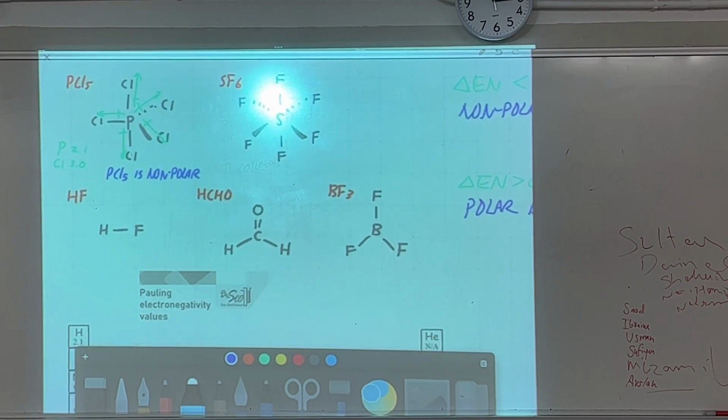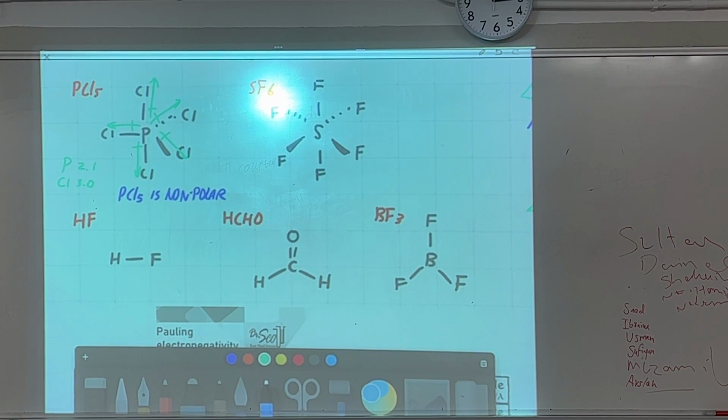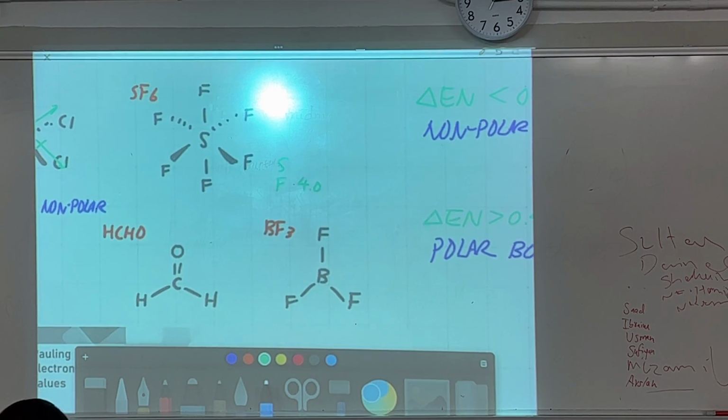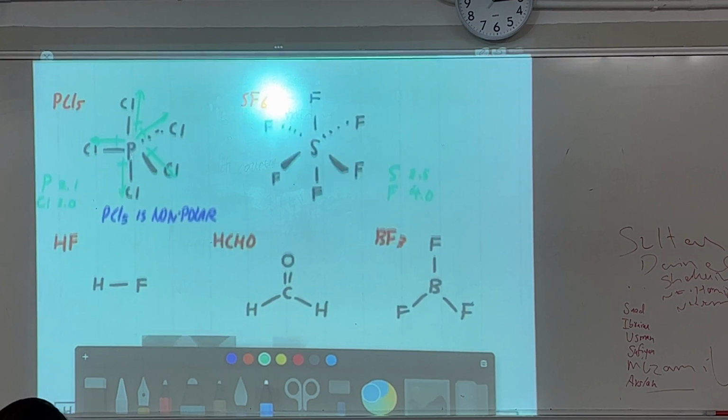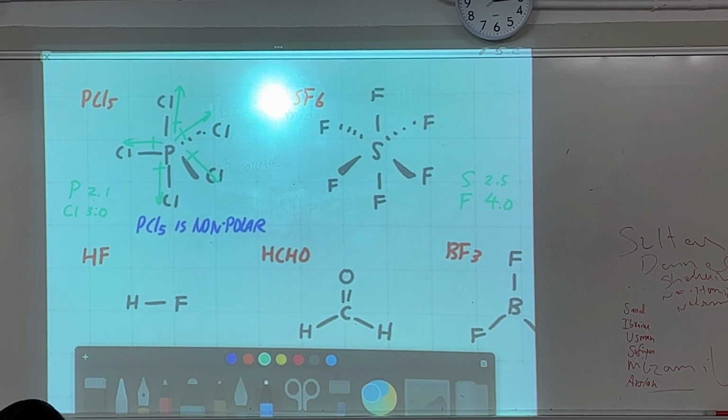What about SF6? When you look up S and F, F is 4.0, S is 2.5. So is the dipole from S to F or F to S? S to F, okay. Right, S to F.